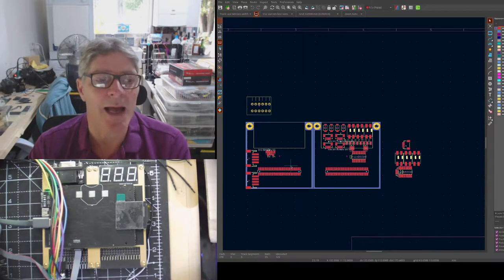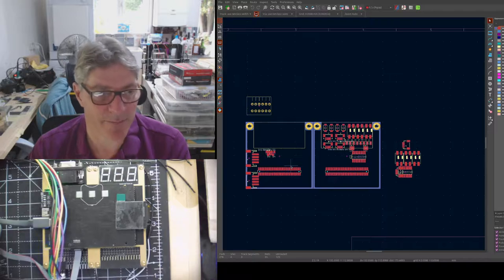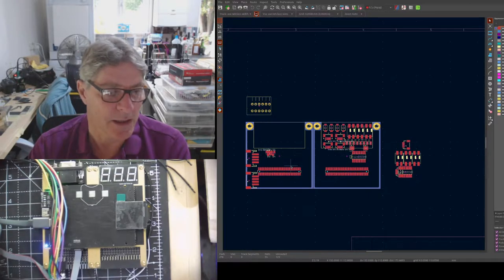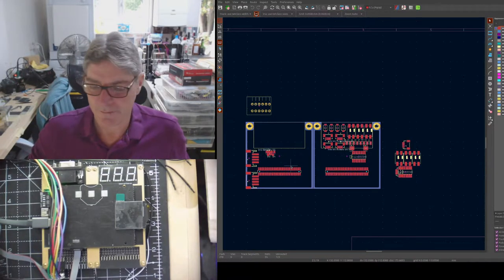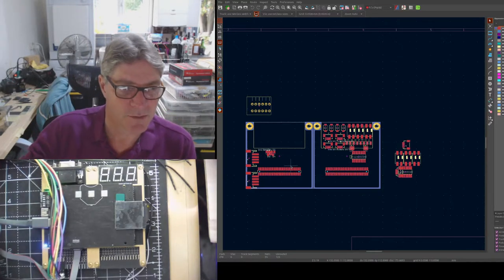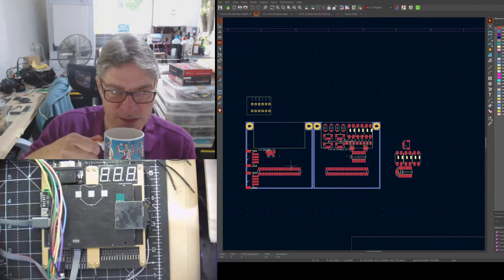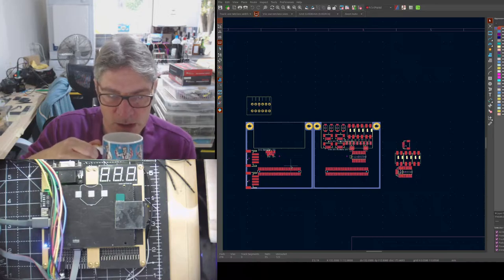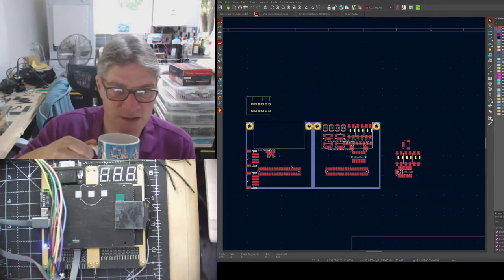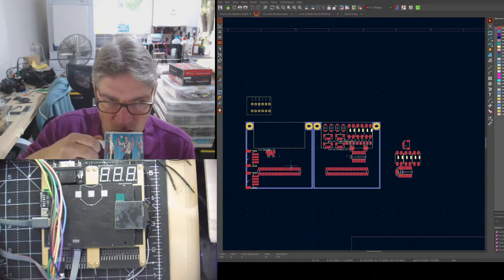So I'm trying to work out, if someone has a starter kit, what should be in that starter kit? And one of the boards that I was working on this week, which you may have seen if you've been down on Discord, was what I consider to be a starter board.